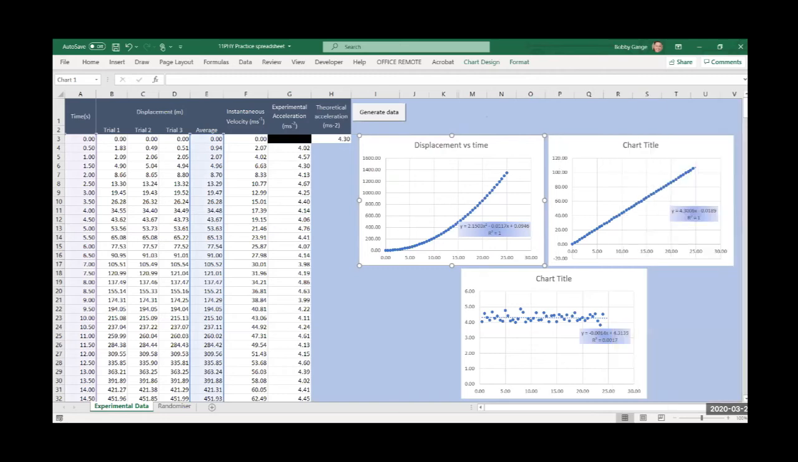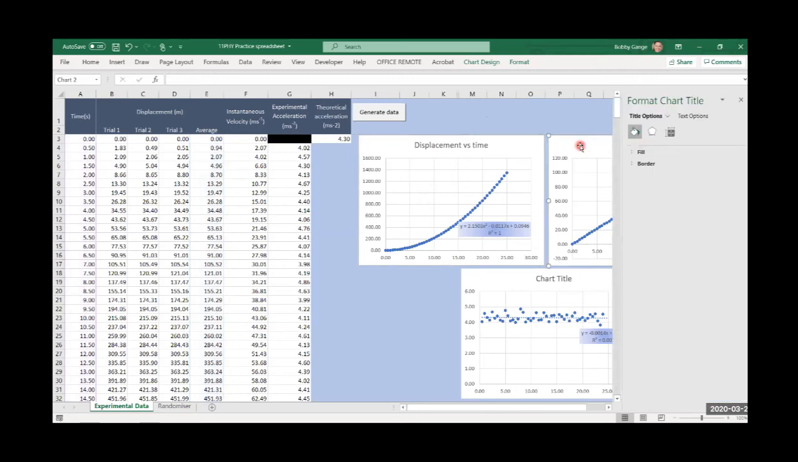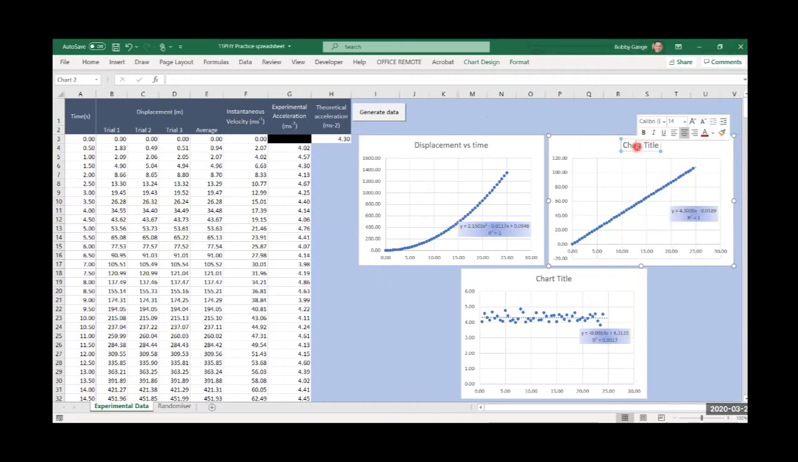What's this one here? Let's think about it for a second. Is it acceleration or is it velocity? Velocity. Okay, instantaneous velocity. This is not going to be constant. This is going to be velocity versus time.